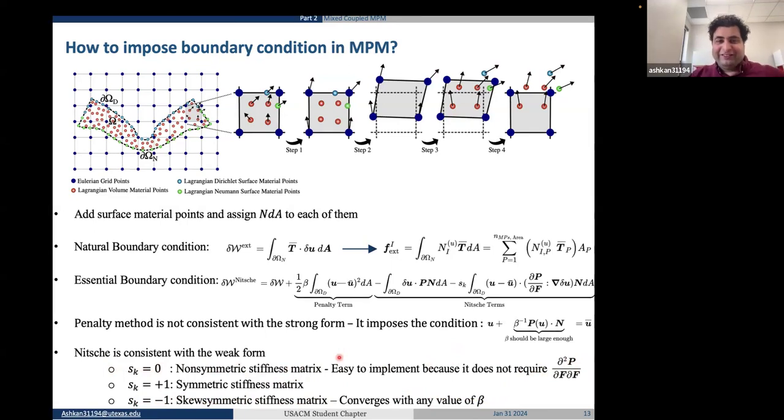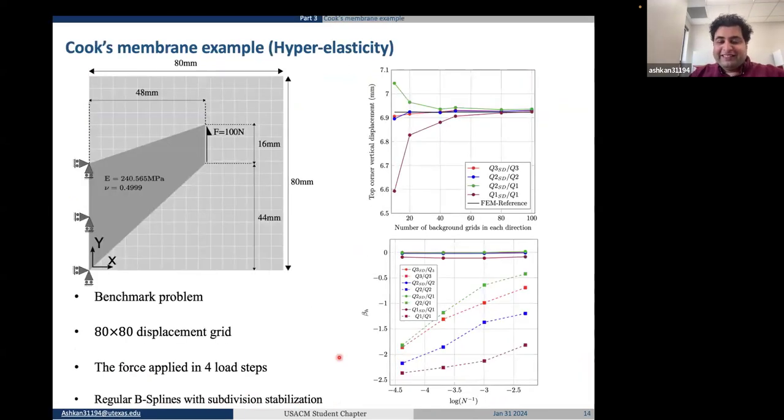Okay, now I go through the results. The first example we solved is a Cook's membrane example, which is a benchmark problem. We have an 80 by 80 displacement grid, and these are the dimensions and the material parameters we used. We applied the force in 4 load steps, and we just use regular B-splines without extended B-spline stabilization, but with subdivision stabilization. This is how the solution converges to the finite element solution.